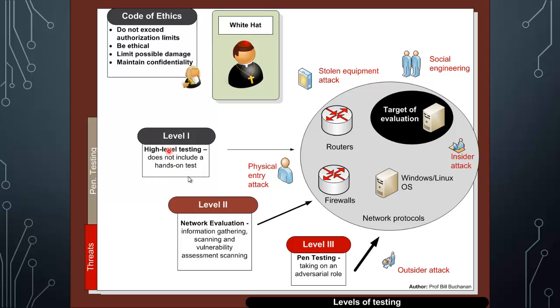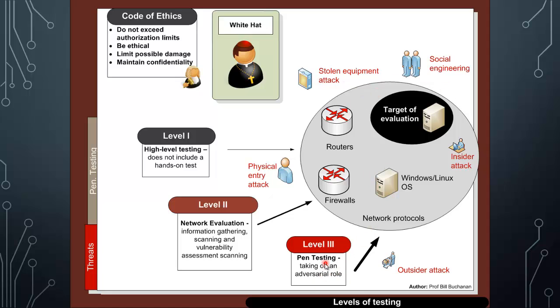Normally, the tester will go through 3 main levels when the testing is happening. Level 1 normally involves high-level testing, and there's no need for a hands-on. It's typically having a look around, maybe looking at documentation, looking at the website, searching around for information which is in an open source environment. After this, we move to level 2, which normally involves network evaluation, scanning, doing vulnerability scans, and so on, finding out about the whole of the infrastructure.